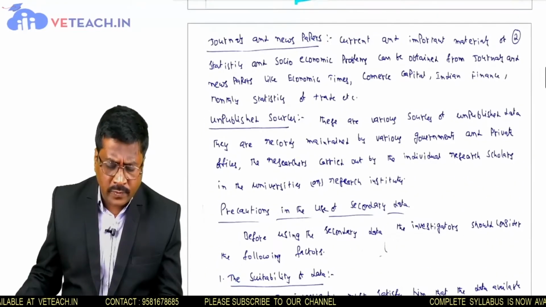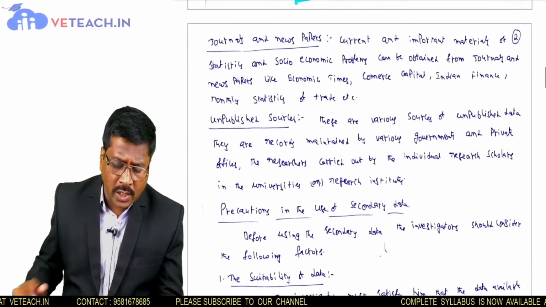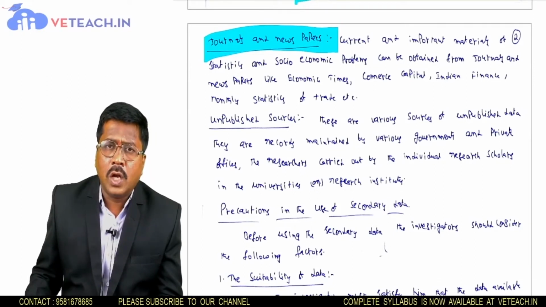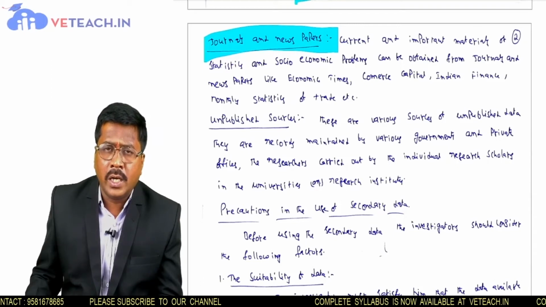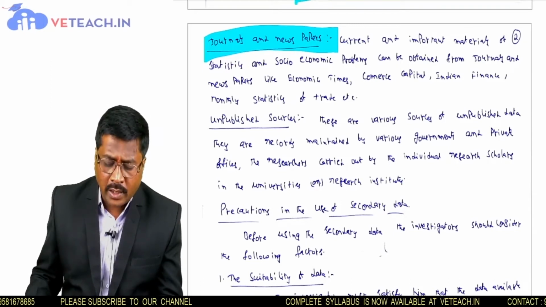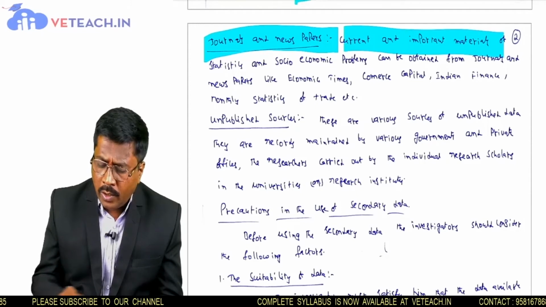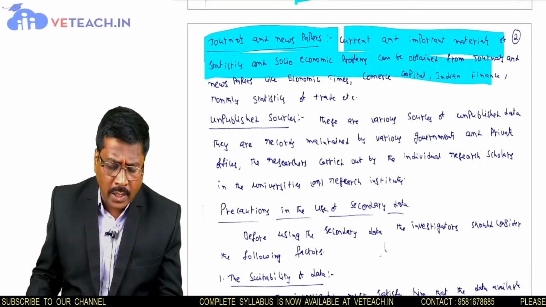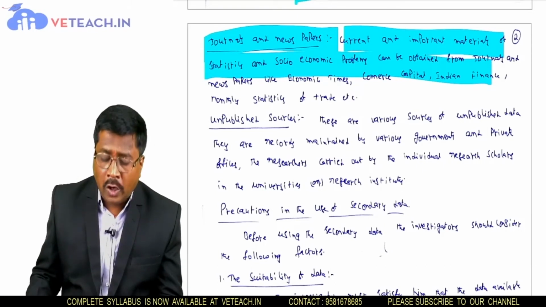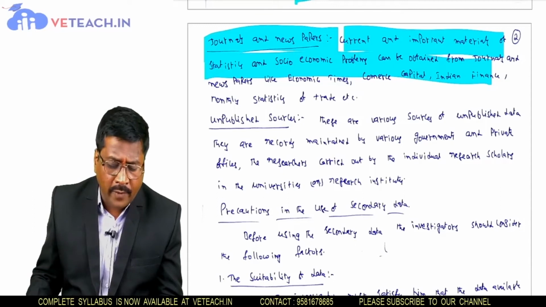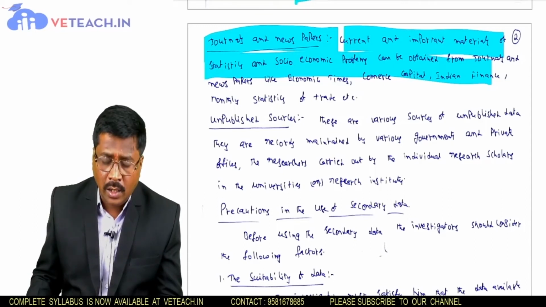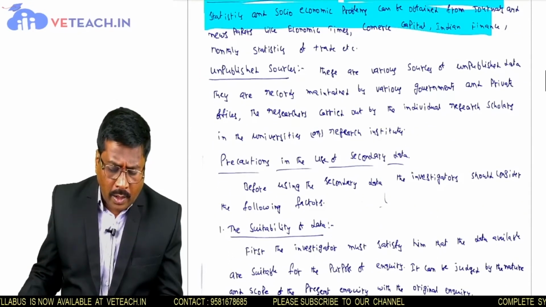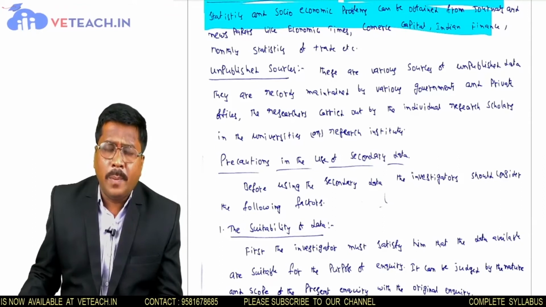Another source of data is journals and newspapers. Current events are published in newspapers, and that information can be collected as secondary data. Current and important material on statistics and socio-economic problems can be obtained from journals and newspapers like Economic Times, Commerce, Capital and Indian Finance, and monthly statistics of trade. These journals publish secondary data. And these are only regarding published data.